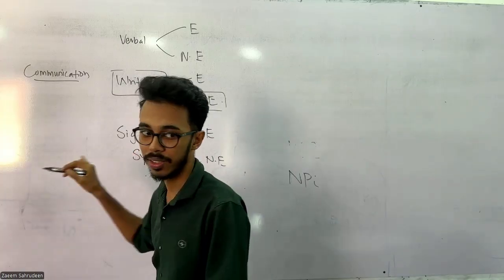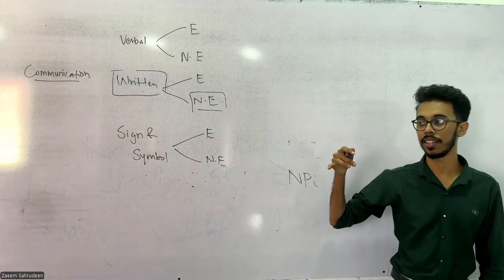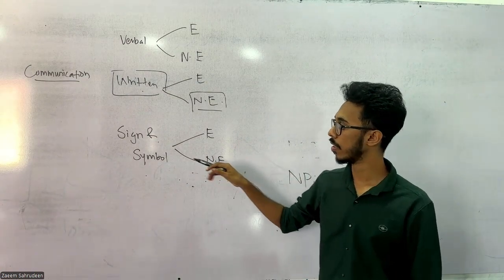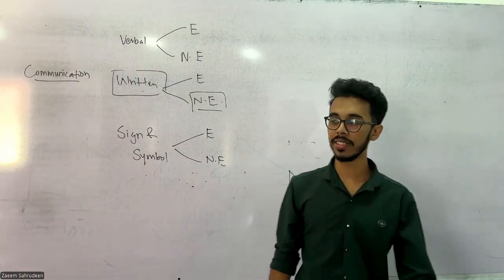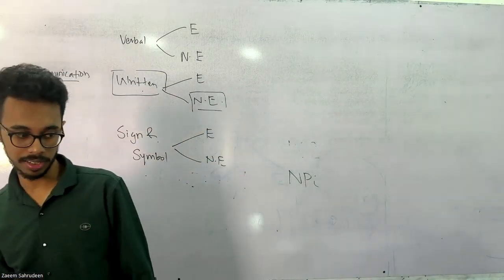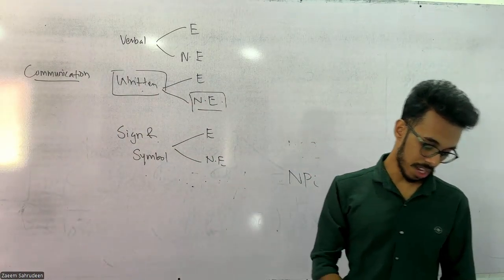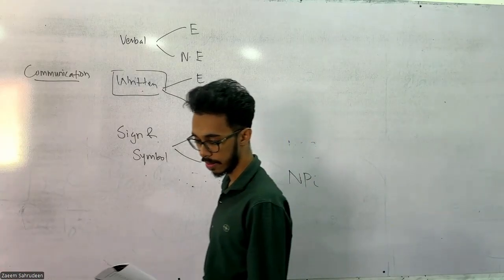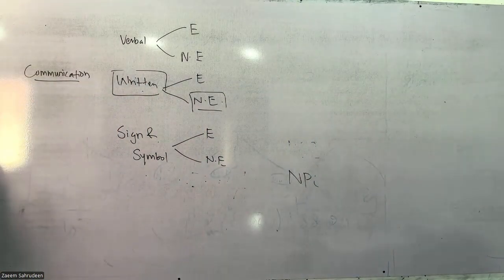So those are some communication media and communication methods that we have: verbal, written, sign and symbol. Based on the context, these things will change. So I have given here some verbal, written, and signs and symbols, internal, external, electronic and non-electronic examples.